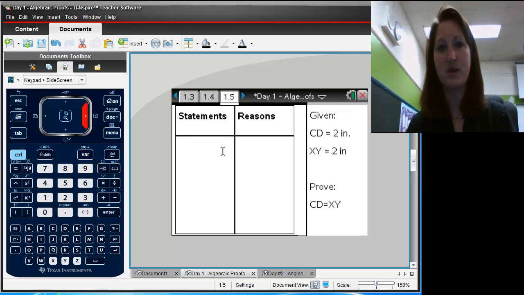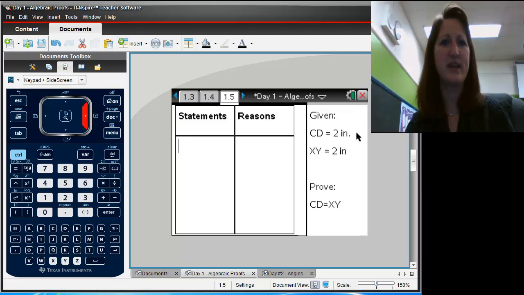you on the Regents exam will not see a proof like this. Okay, this is kind of a really simple one to get you started. When you start a proof, no matter what the proof is, you usually put your givens in there first. It's kind of the easiest way to get started on a proof.